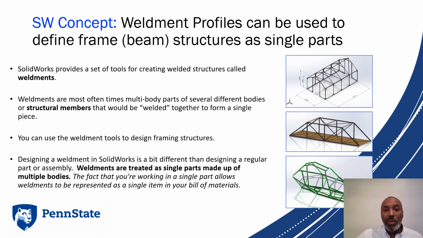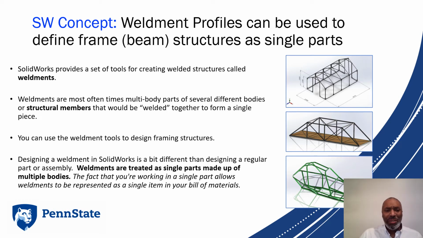So SolidWorks, the weldment profile tools can be used to define frame structures, which are beams. The beams then are multiply connected to each other, and each beam can have a different cross-section. And this weldment profile tool allows you to make those cross-sections. It links them together as single parts, which is helpful for analysis and helpful for some other things that we'll talk about a little bit later.